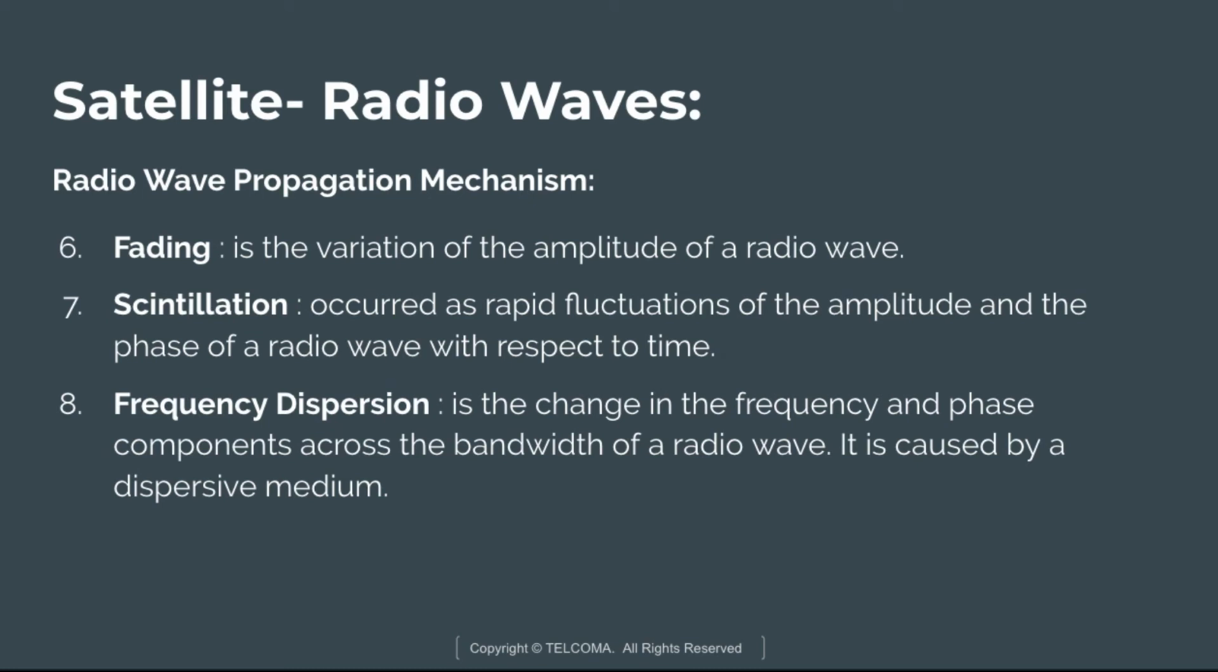And the last one is frequency dispersion. Frequency dispersion is the change in the frequency and phase components across the bandwidth of a radio wave, and it is caused by a dispersive medium. It is also caused by small scale irregularities in the transmission path. So this is all about the radio wave propagation mechanisms.